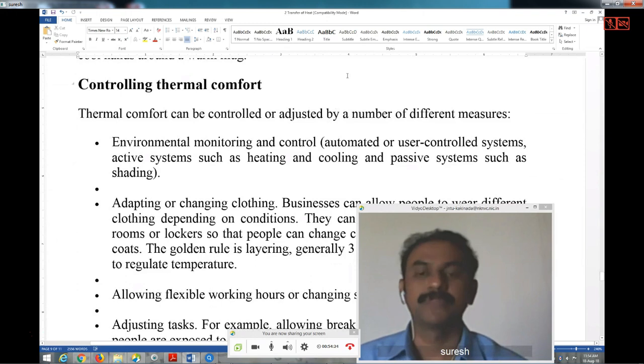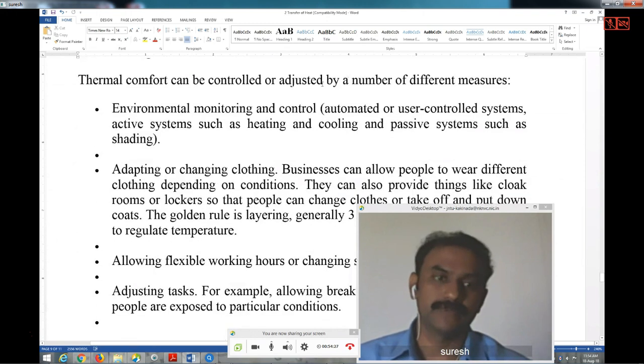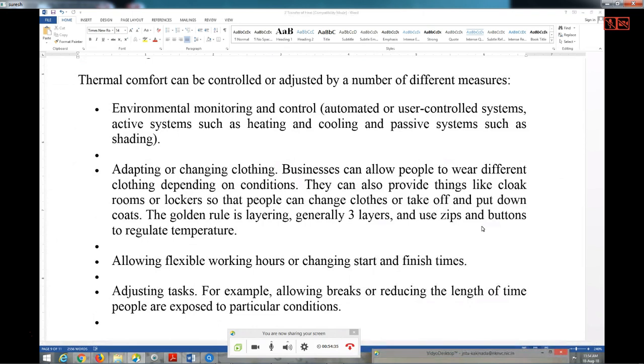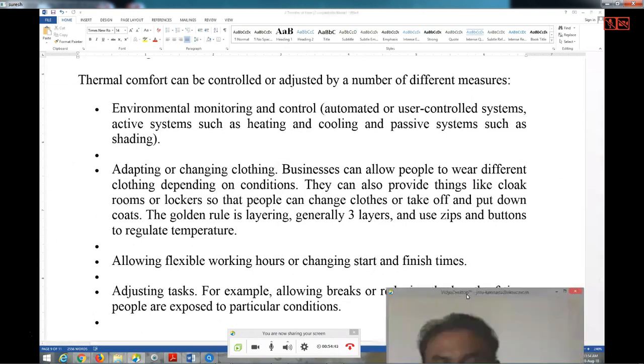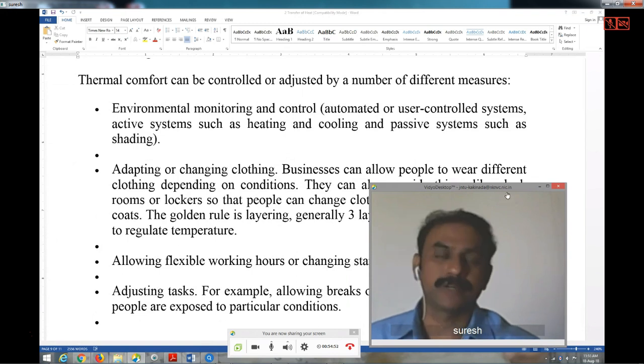Then controlling the thermal comfort. These are the factors that control thermal comfort. First, environmental monitoring and control, so these are automated or usual control mechanisms you are going to use. Then adapting or changing clothing. It depends upon the season, we change the type of clothes we wear. During winter seasons, we wear woolen clothes. During the summer seasons, we wear cotton clothes for the feeling of comfort.